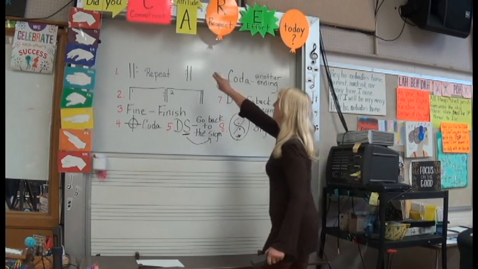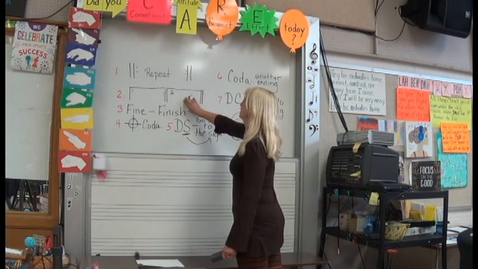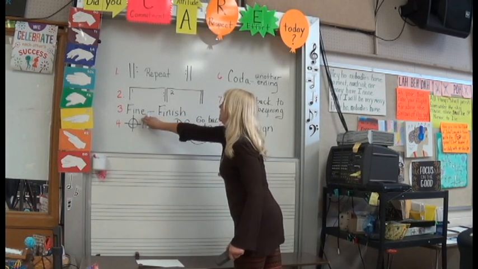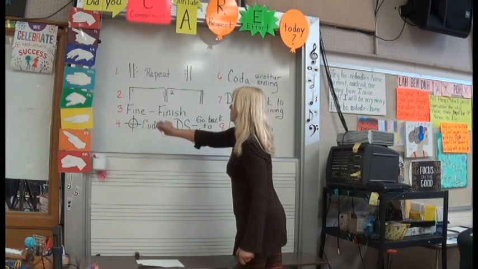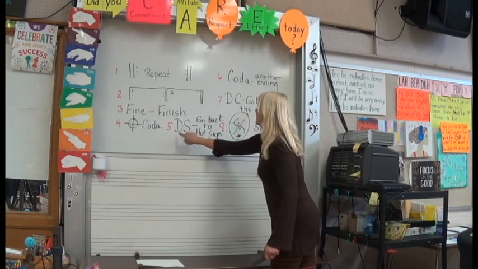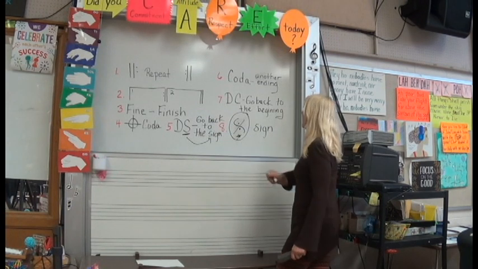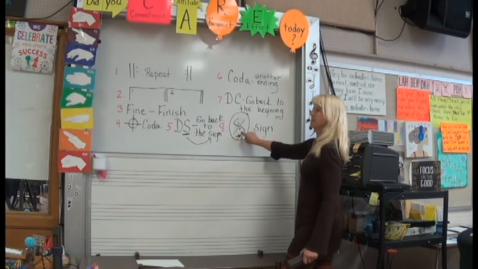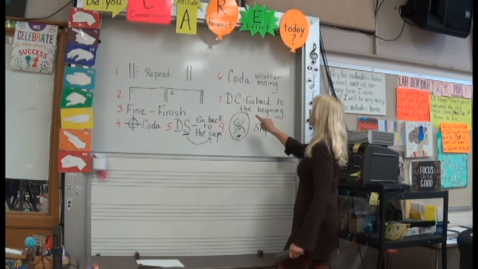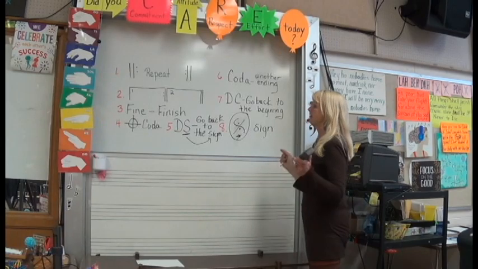Those are all of them. Repeat. What is it? Repeat signs. What is this one? First and second endings. Fine means, yep, finish. This is a coda sign. DS means, yep, go back to the sign. This is the sign. DC means go back to the beginning. And this one is a coda, another ending.